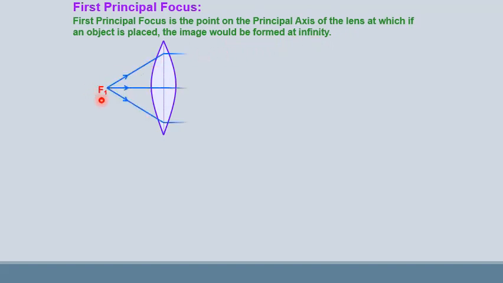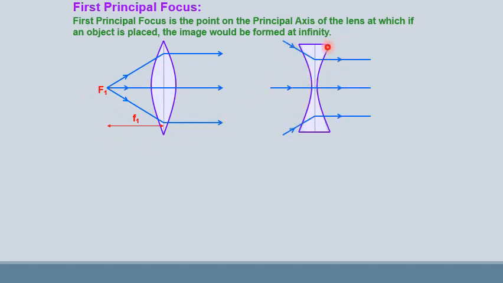As we can see in this diagram, the rays are refracting from f1 and become parallel to the principal axis by the convex lens. Now the second lens is the concave lens and we can see that the ray becomes parallel to the principal axis and we get a virtual focus in the case of the concave lens. Here in the case of the convex lens, we get a real focus at f1.